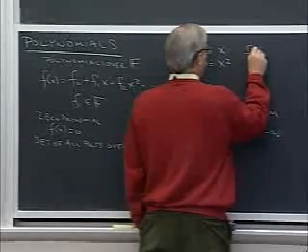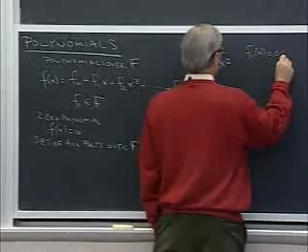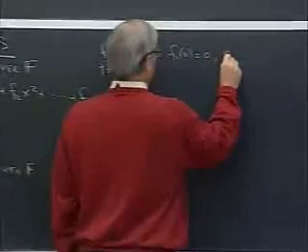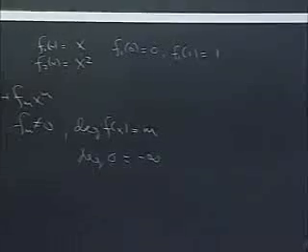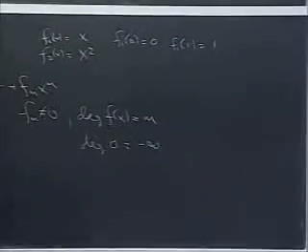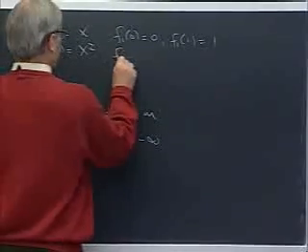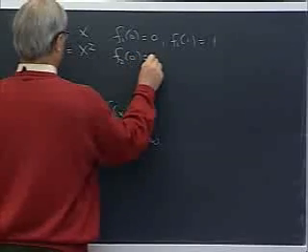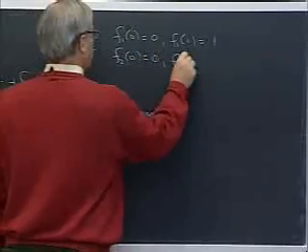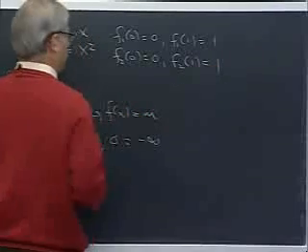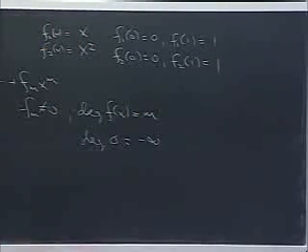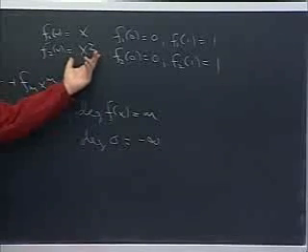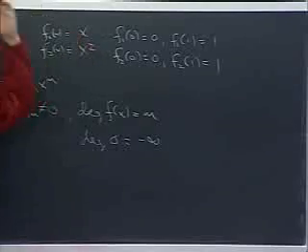Then f1 of 0 is 0, and f1 of 1 is 1, right? If I evaluate these at the two field elements, I get 0 and 1. f2 of 0 is equal to 0, and f2 of 1 is equal to 1. But these are not the same polynomial. All right?